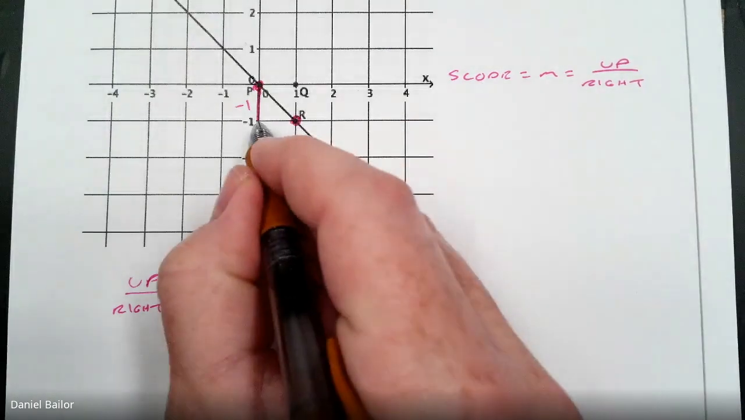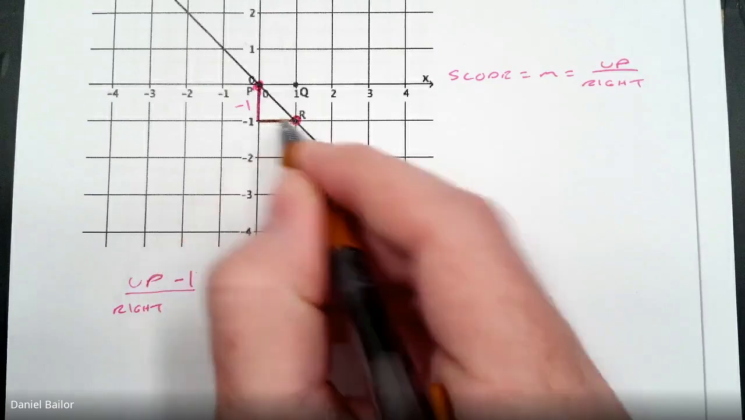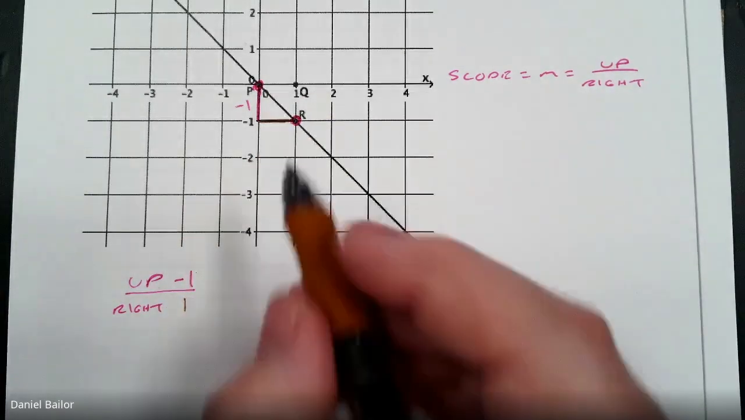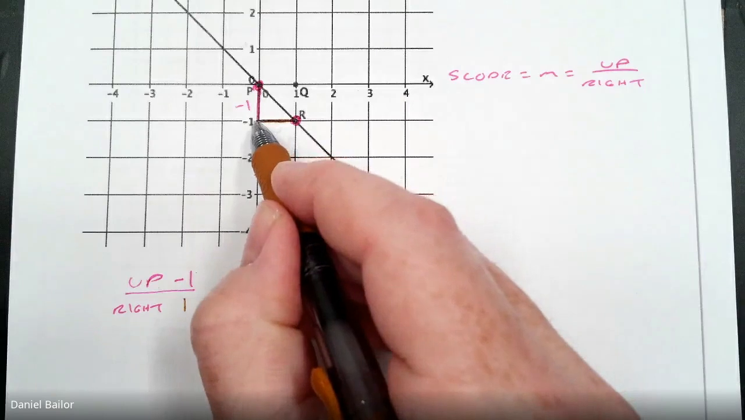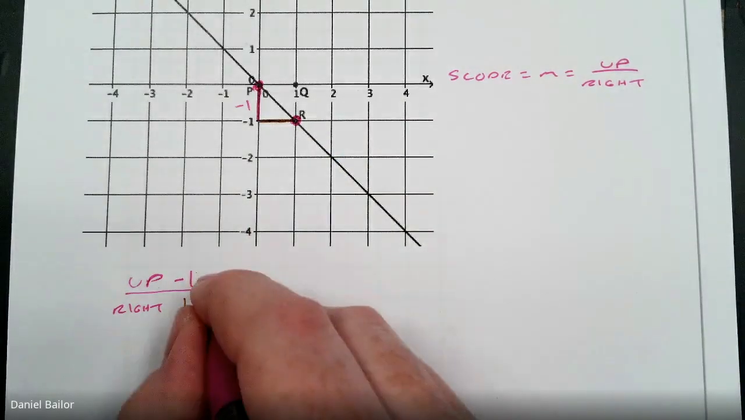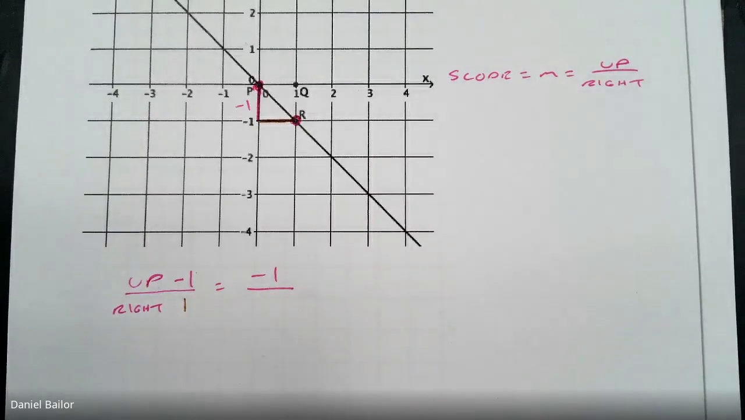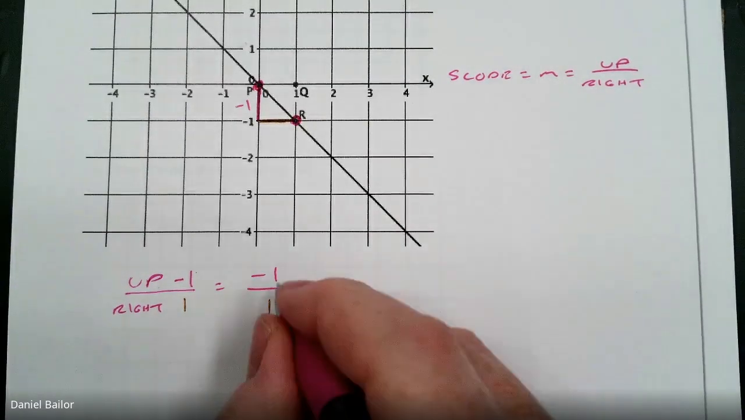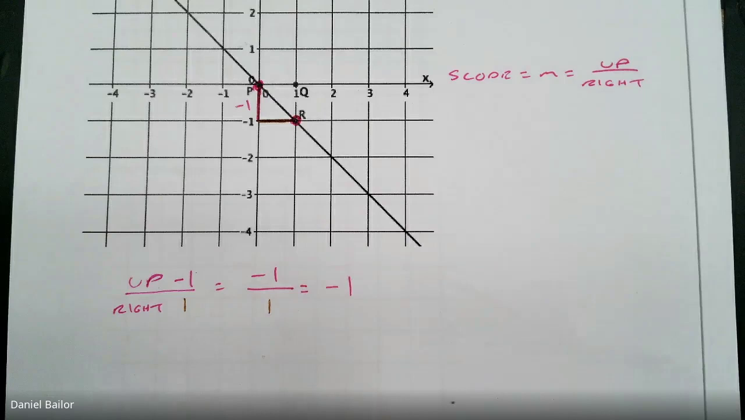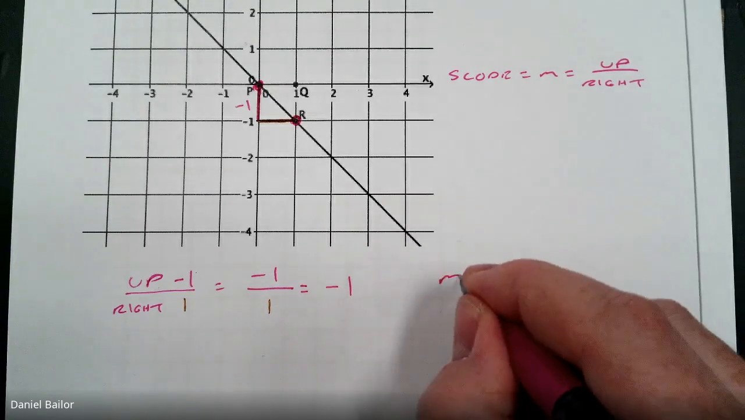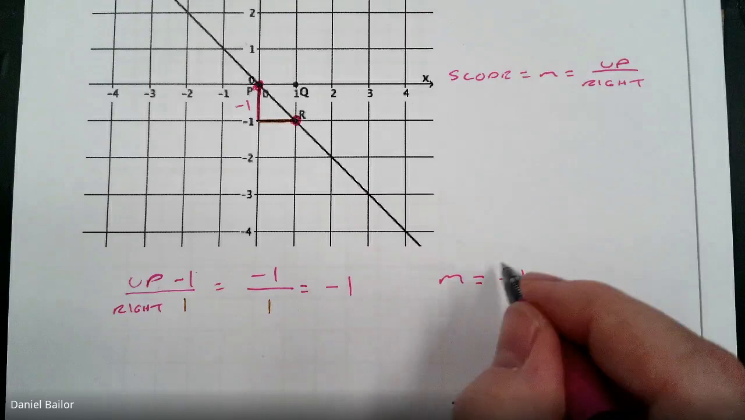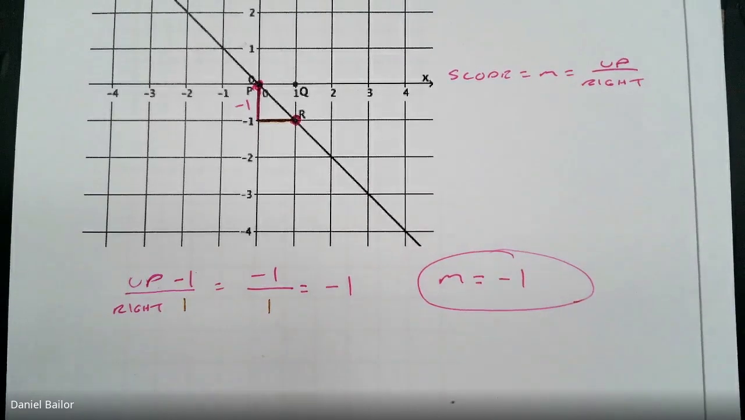But how many right did we go? We still went right 1. So it's up -1 and right 1, which turns into -1 divided by 1. So the slope, -1 divided by 1 is -1. So the slope, M, equals -1, which is where you see the difference between inclining and declining lines. So inclining and declining were in our notes today, and this is the difference.